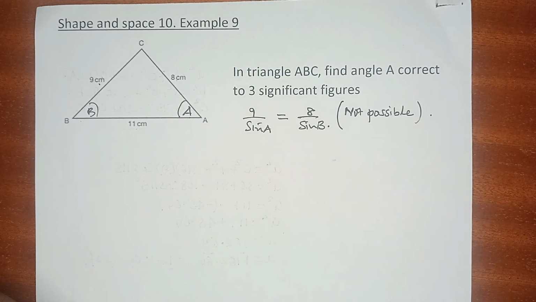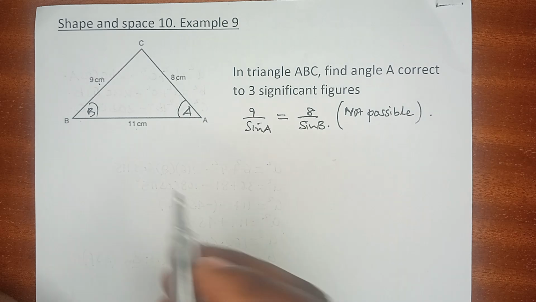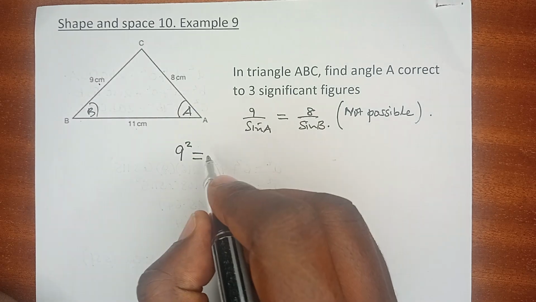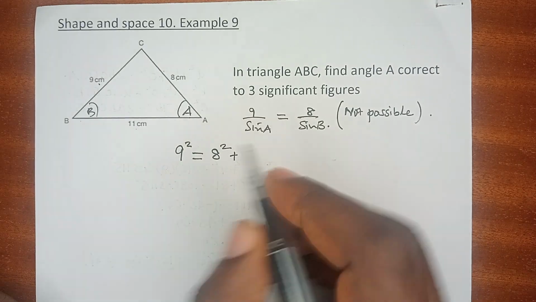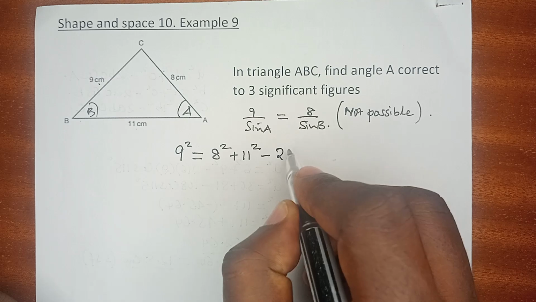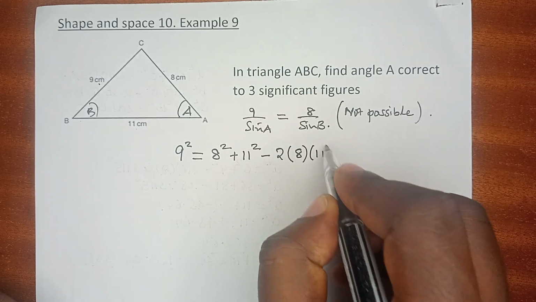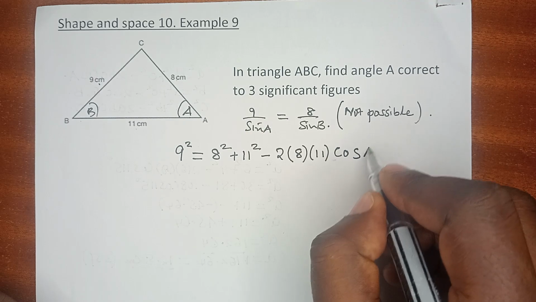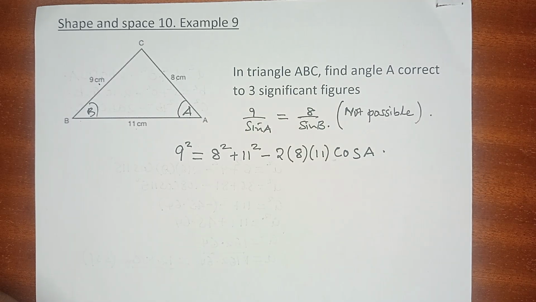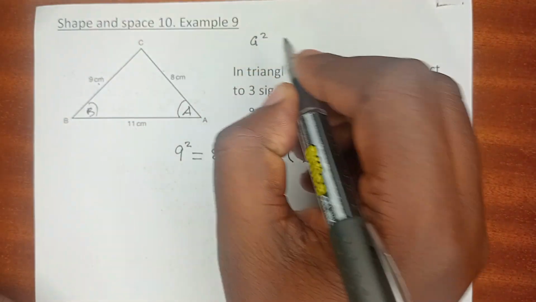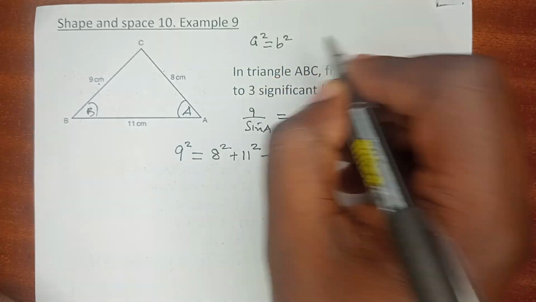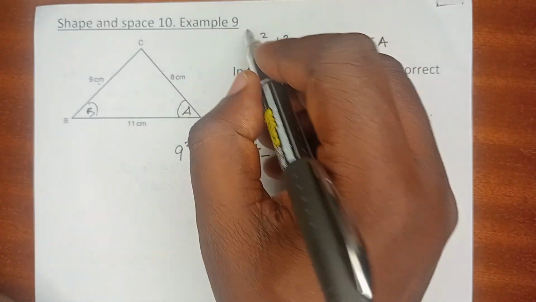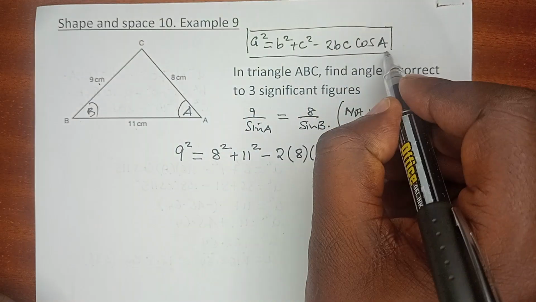So definitely what we need to engage now is the cosine rule. We say A squared, which is 9 squared, equals B squared, which is 8 squared, plus 11 squared minus 2 times 8 times 11 multiplied by the cosine of angle A. I hope we all remember that the cosine rule is A squared equals B squared plus C squared minus 2BC cosine of A. This is what we are applying here.